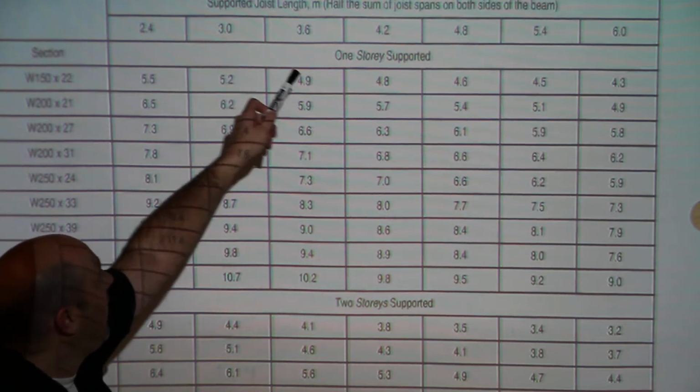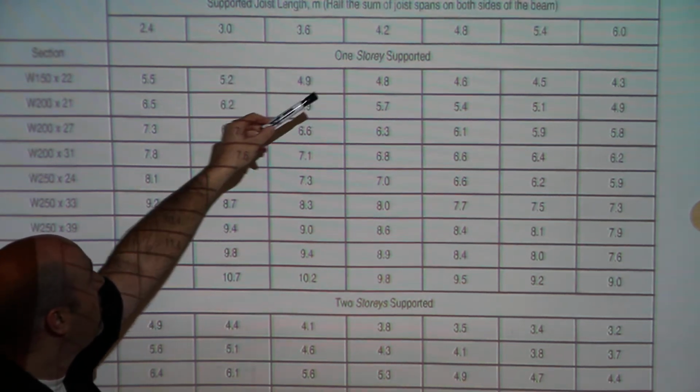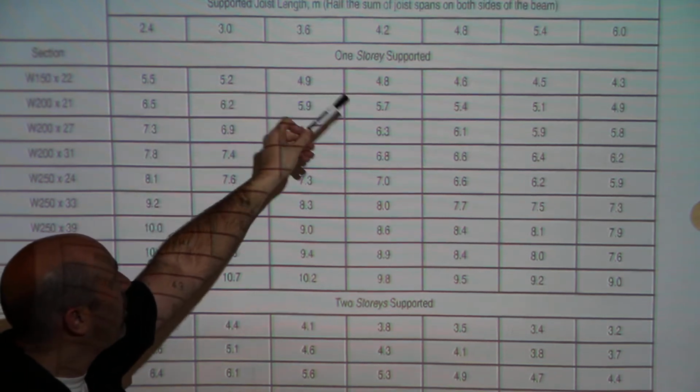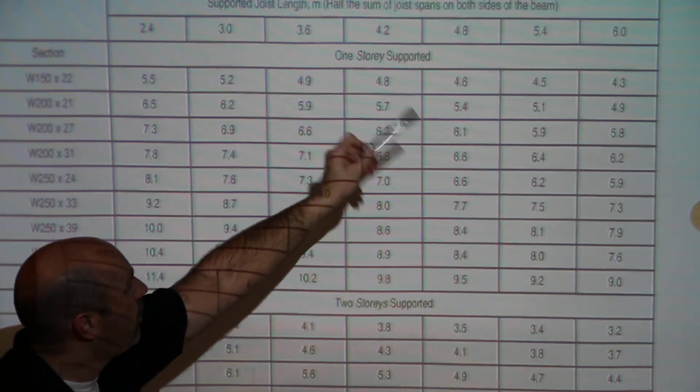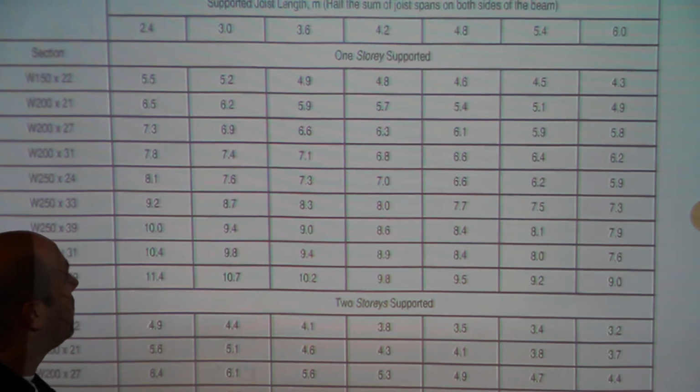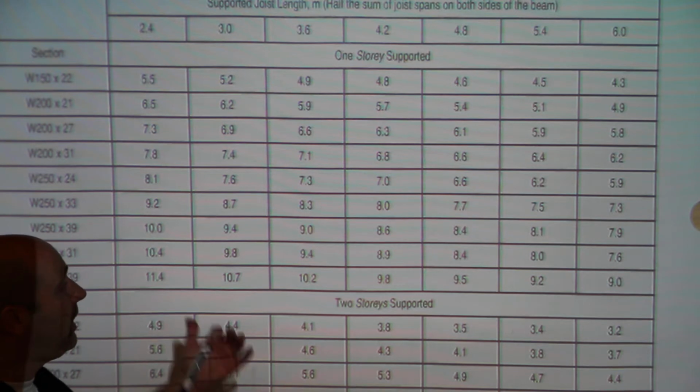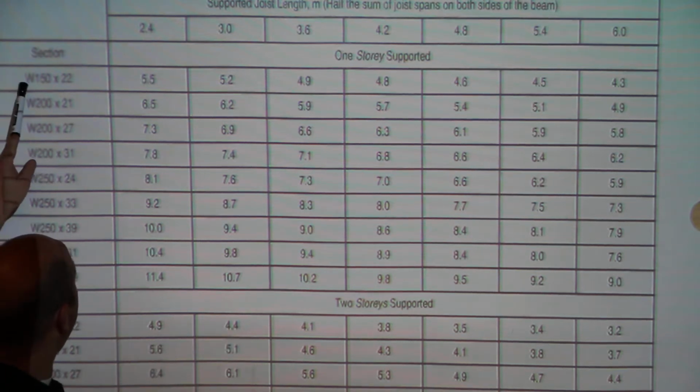Supported joist length, half the sum of the joist spans on both sides of the beam: 2.4 meters, 3 meters, 3.6, 4.2, 4.8, 5.4, and 6 meters, okay? 6 meters, that's going to give you 19 feet of joist on the left, 19 feet of joist on the right. So we get quite a big span out of them.